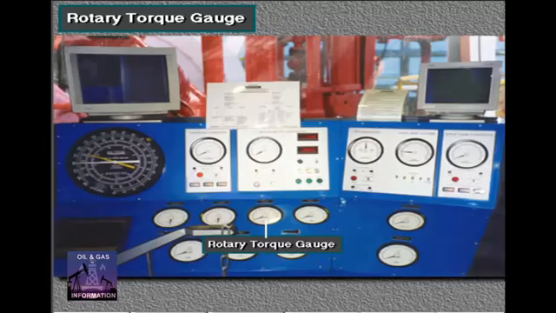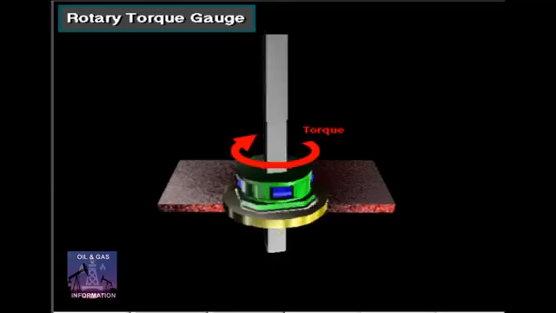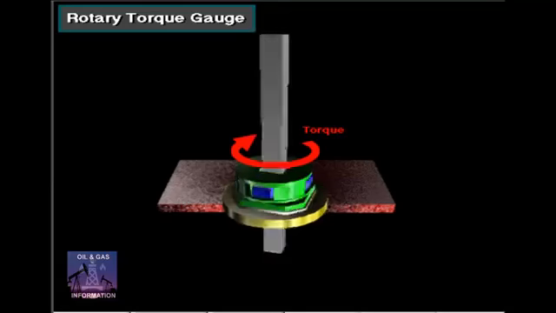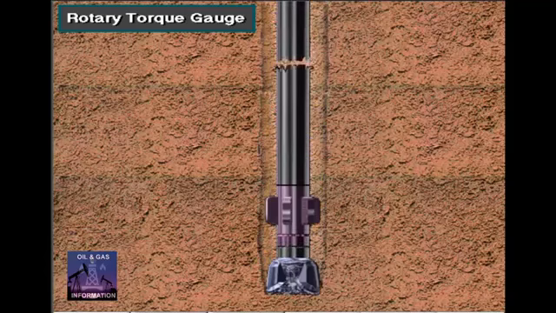Drillers use the rotary torque gauge to see how much twisting force, or torque, the rotary is applying to the drill string. Knowing rotary torque helps keep drillers from parting the drill string because of too much rotary torque. Parting the drill string in this manner is called twisting off.